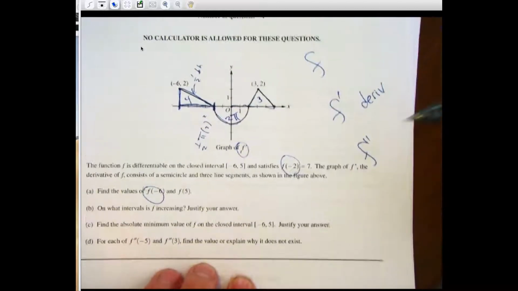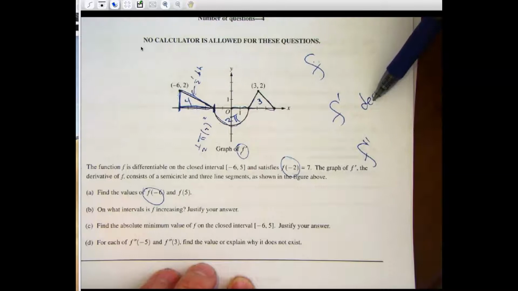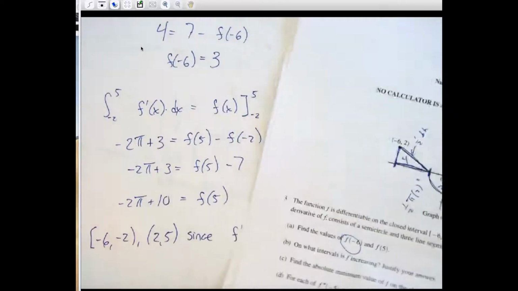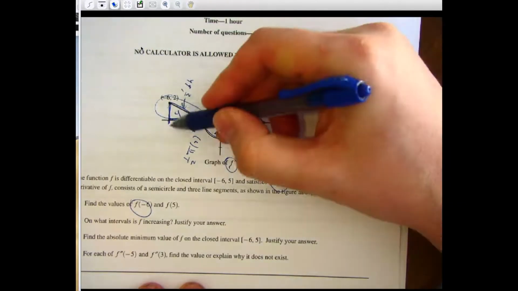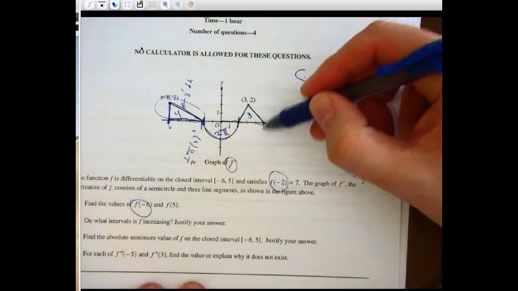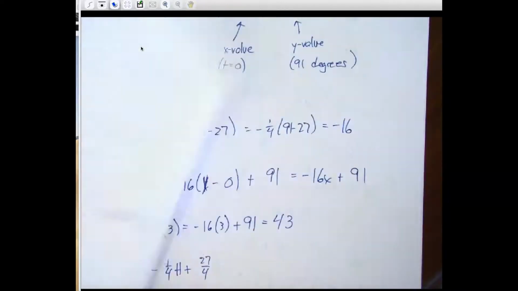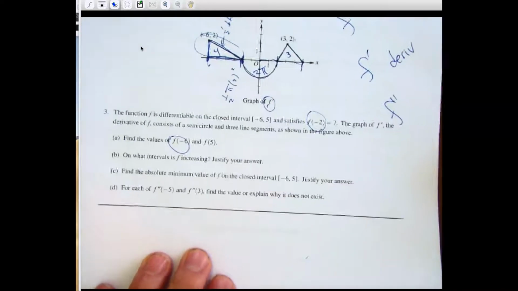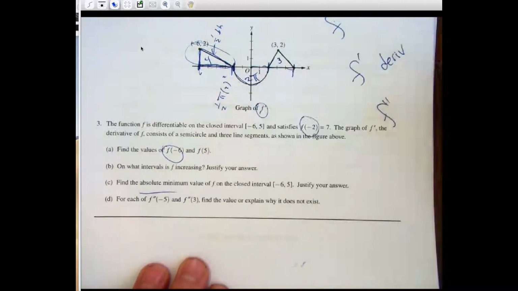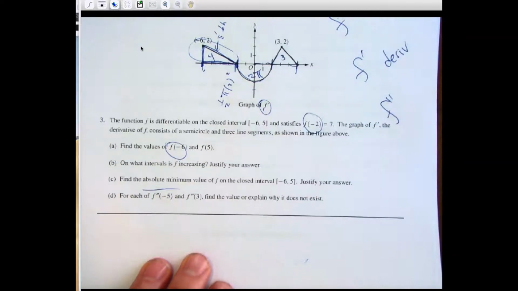And on what intervals is f increasing? Well, f is increasing if it has a positive slope, meaning if it has a positive derivative. So we are increasing as long as this graph is above the x-axis. So from -6 to -2, and from 2 to 5, because the derivative is positive in those spots. Part C, absolute minimum. There were 2 of these in the last one. You'll notice another one right here where they're making sure that you understand to check critical points and endpoints.